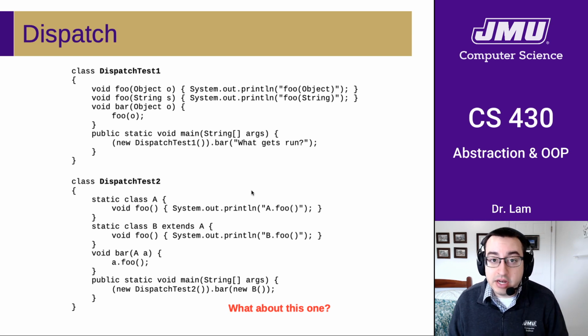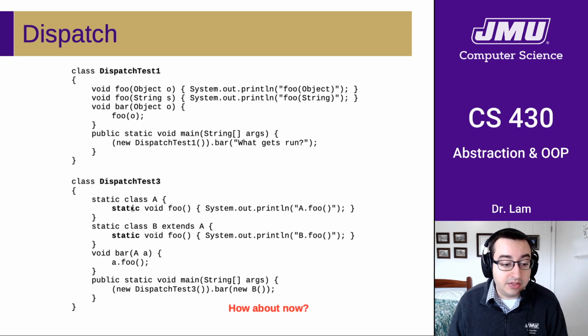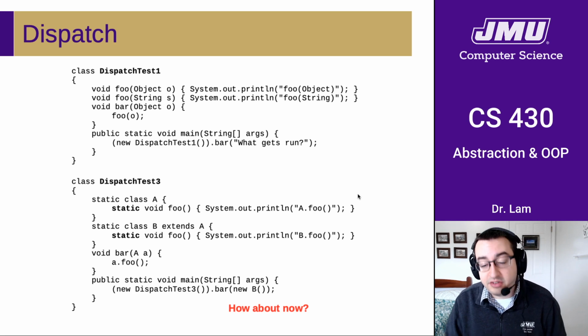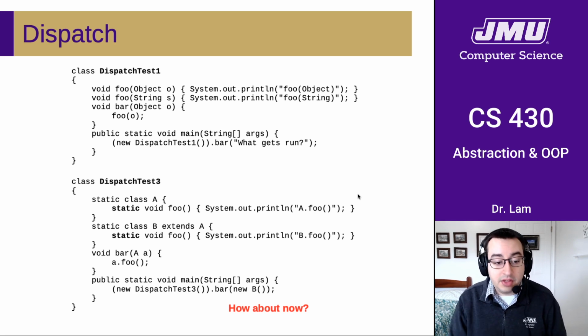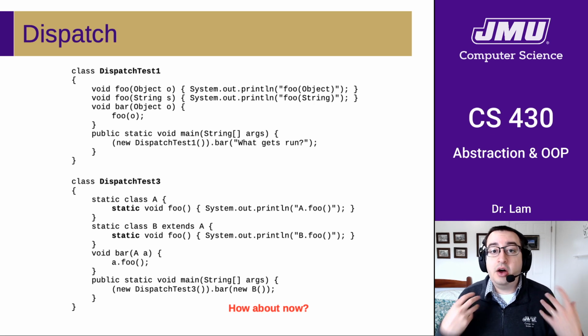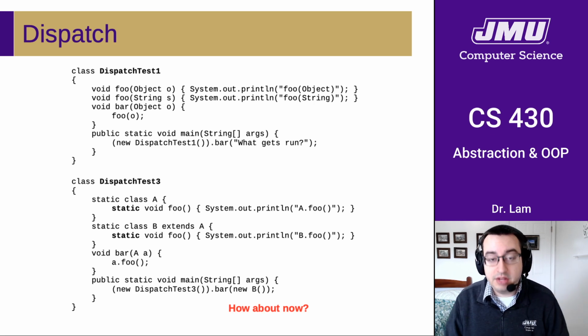Incidentally, you can override this behavior in Java by adding the static keyword to the definition of these two implementations of foo, and that will force Java to use static binding or static dispatch. If you run this example, you'll find that it will actually print a.foo rather than b.foo. Okay, so hopefully that's a little bit of an illustration about this notion of dispatch, which you may not have run into before. Now we want to talk about how dispatch is implemented. That'll be the next video.